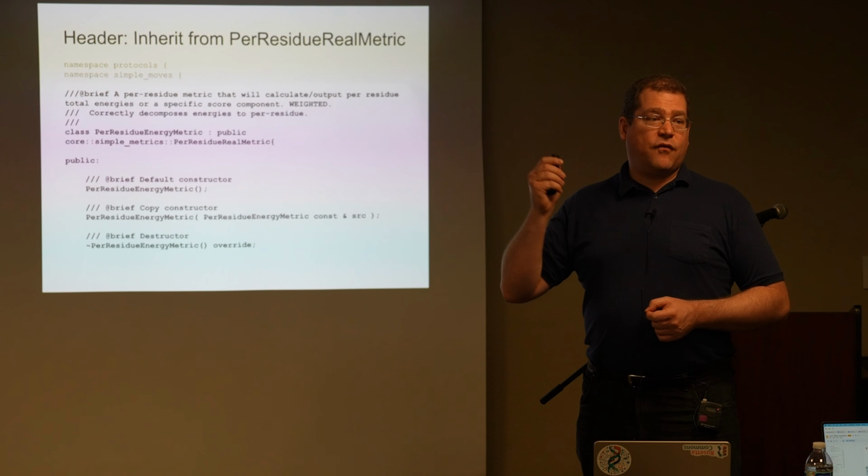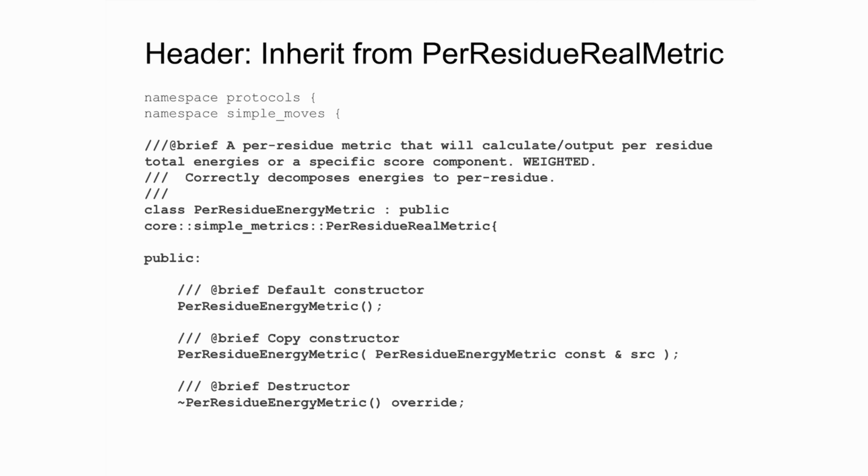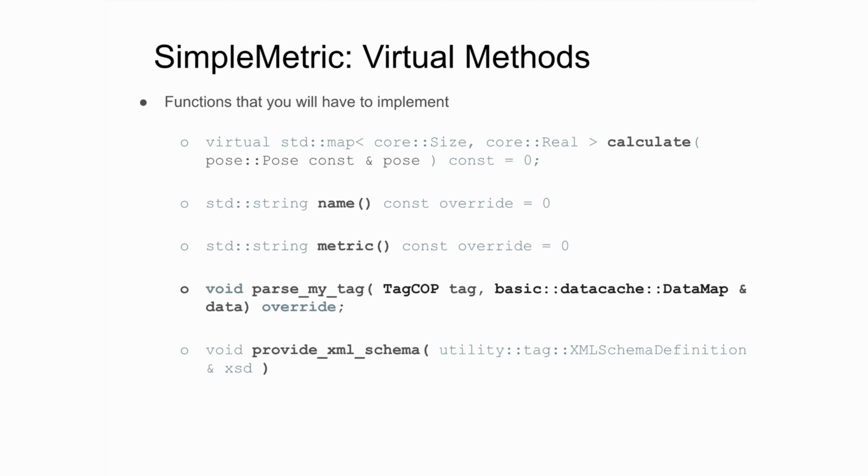So for this particular lab, you will be inheriting from per-residue real metric. This metric is going to calculate a real number for each of the different residues in the pose. And when you implement the subclass, you'll have to implement some of the virtual methods that are in the base class. This is where you hook in the functionality and the specifics for your particular metric.